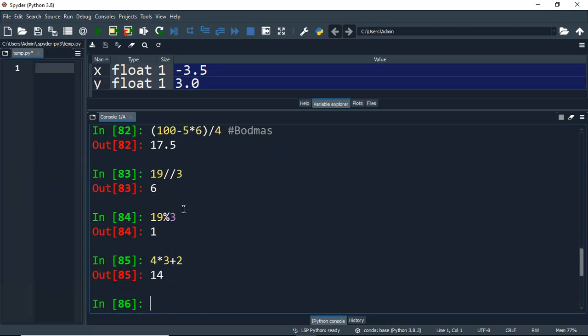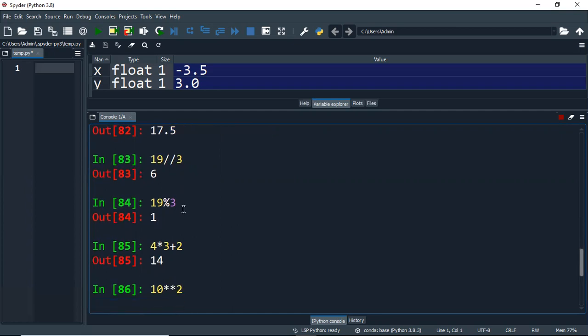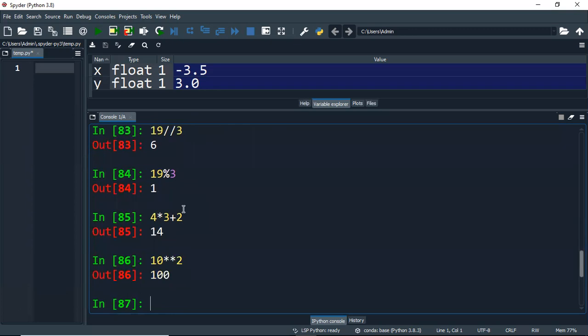The same way I use a power symbol, 10 power 2. So I just give it like this, which will give you 100. The same way I can expand this to 3 power 7. I can very well have it like this.